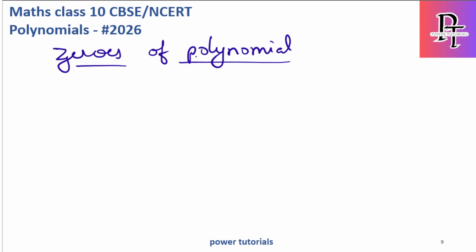So what is zeros of polynomial? Suppose for any value, if the polynomial value is getting 0, then that particular value is nothing but the 0 of that polynomial.